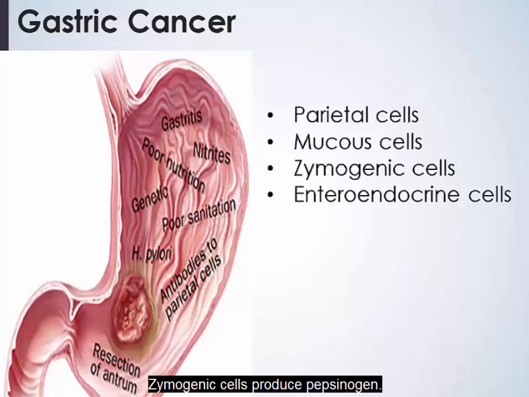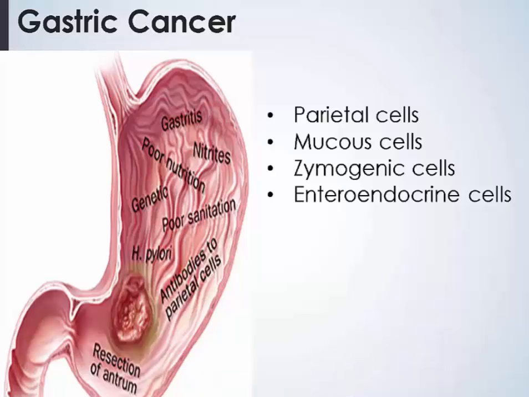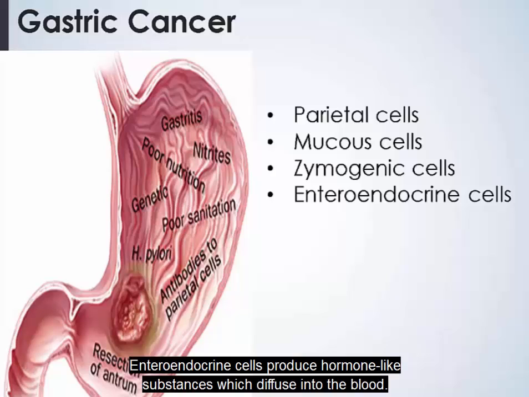Zymogenic cells produce pepsinogen. This is good because it degrades food proteins into peptides. Enteroendocrine cells produce hormone-like substances which diffuse into the blood.